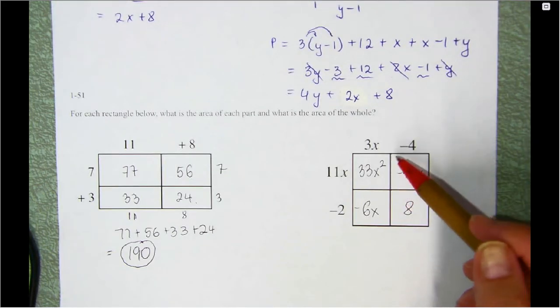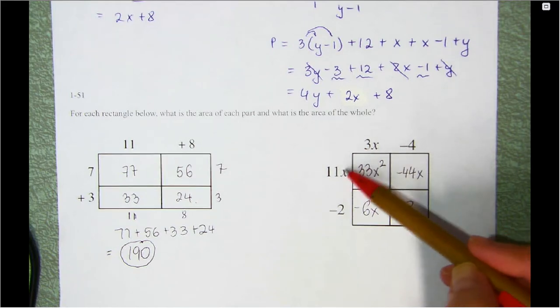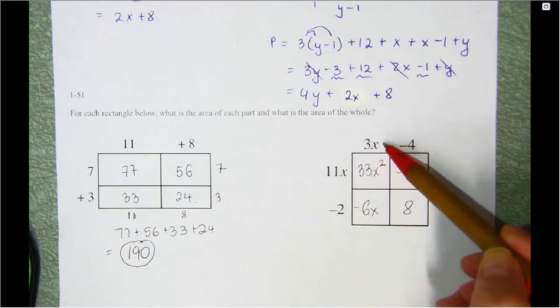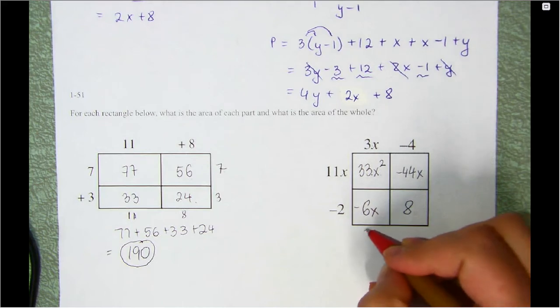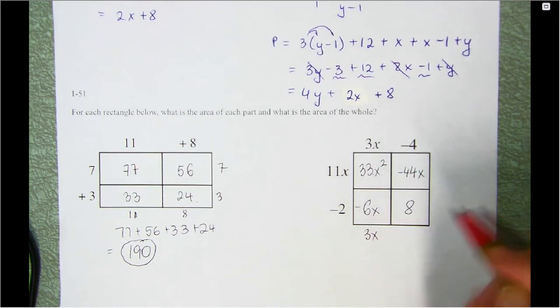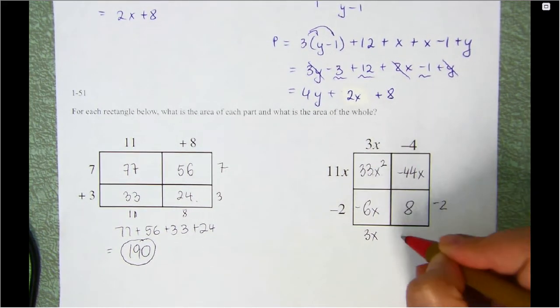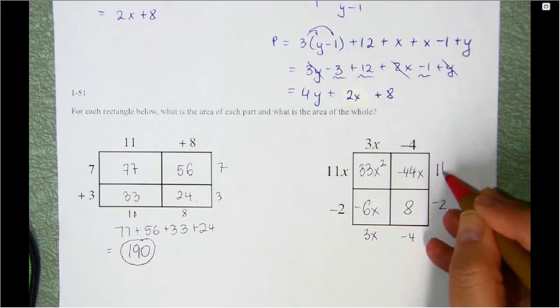This one has some variables, but that's okay. 11 times 3 is 33. x times x is x squared. This is also 3x. This is negative 2. This is negative 4. And this is 11x.